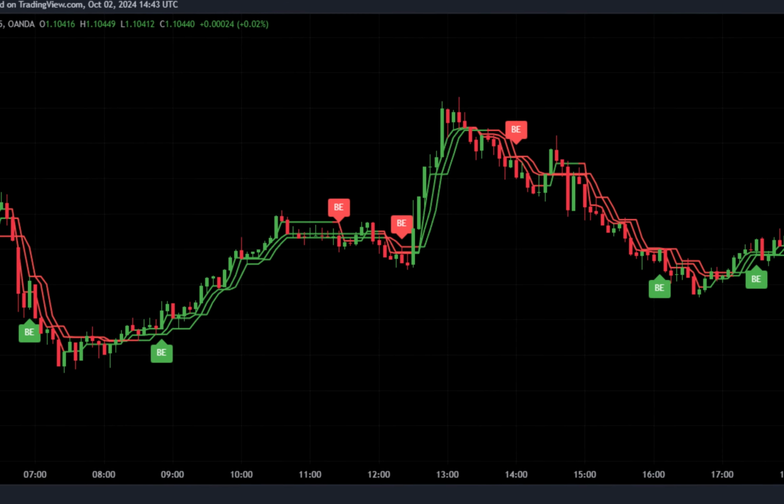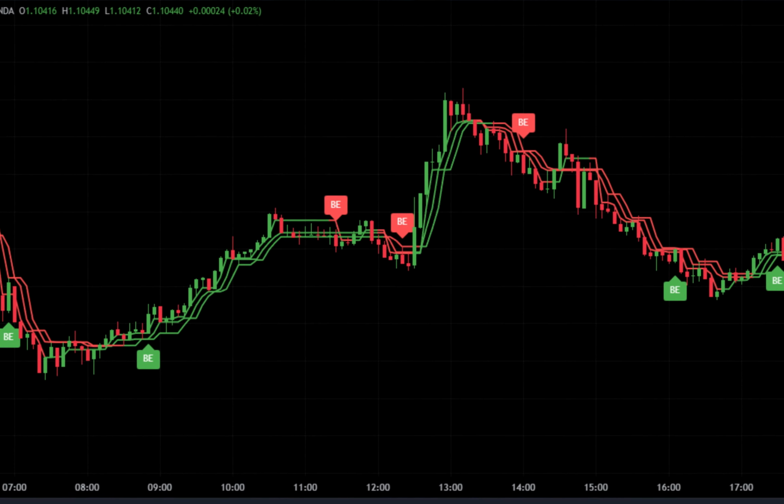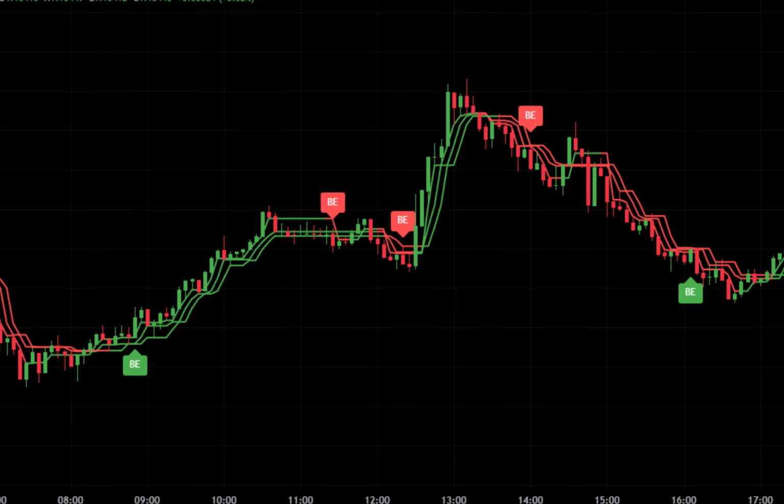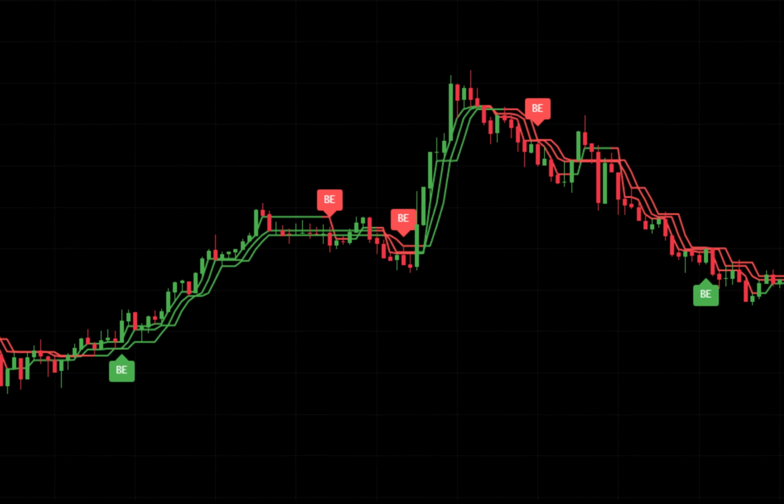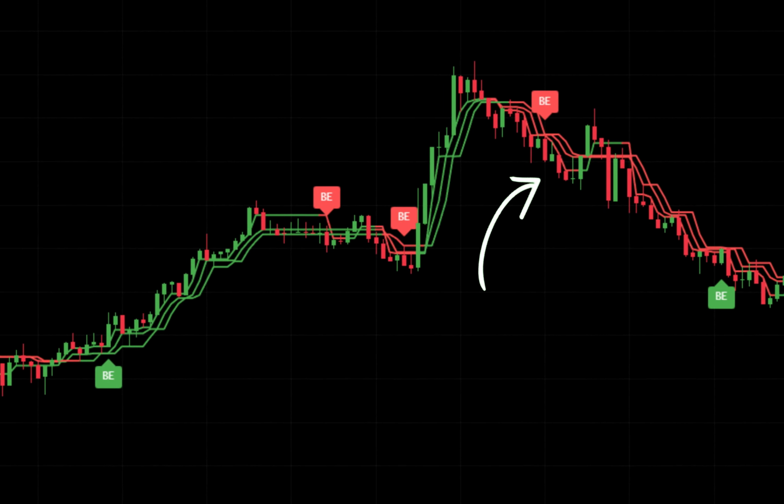This indicator has two main functions. It shows the current trend and helps guide your entries. When both half trend lines are green, we're in a bullish trend. When they're red, we're in a bearish trend.